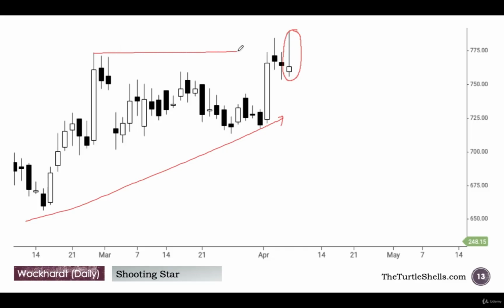If I draw a line, all of these four candles, 1, 2, 3, 4, none of these four candles have been able to break and close above this red line that I have drawn, which means this is a very strong, multi-tested resistance point. The shooting star is confirming the resistance created by these three lines.